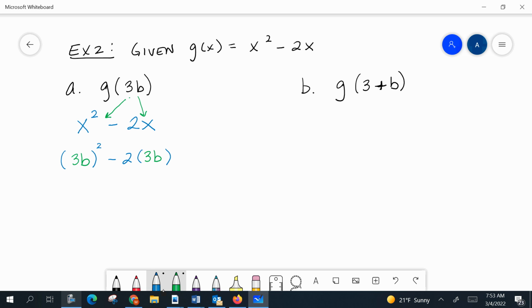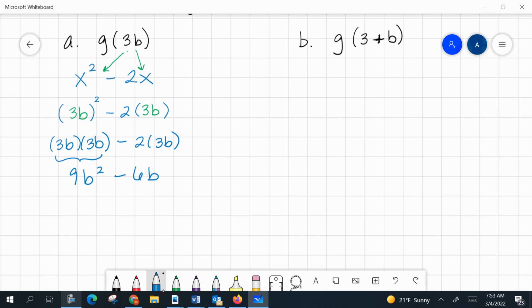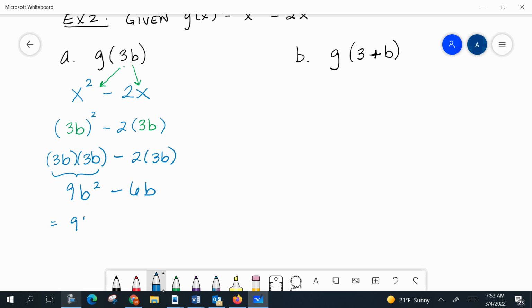Anytime I have a quantity squared, what that means is it's times itself twice. So what that really means is 3b times 3b minus 2 times 3b. So when we simplify, this makes 9b squared minus 6b. And that right there would be my simplified function, which is the g function with a 3b inputted.